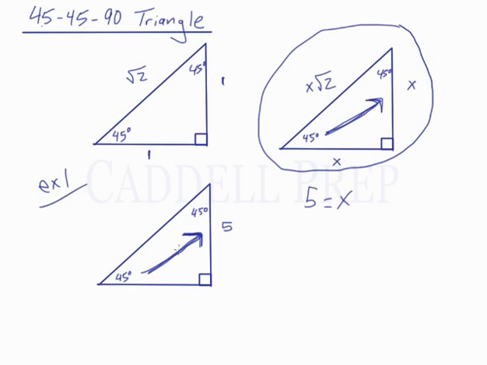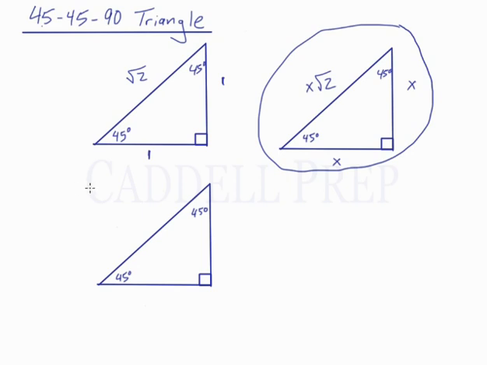This side, which is across from the 45, is also x. So this side is also 5. The hypotenuse, this side, matches up with the hypotenuse over here. So this side is x radical 2. We know that x is 5, so this side is 5 radical 2. So by knowing one of the sides, we were able to find the other sides just by using this diagram.